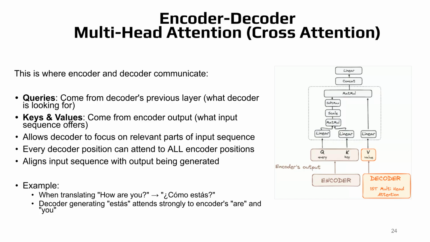Cross-attention is how the decoder accesses the encoder's output. Here's the key difference. Queries come from the decoder, but keys and values come from the encoder. This allows each decoder position to attend to all encoder positions. When translating "how are you" to Spanish, the decoder generating "estás" can focus on "are" and "you." This is the bridge between understanding and generation.